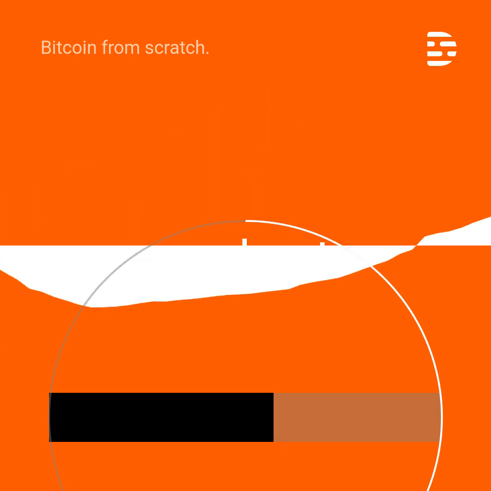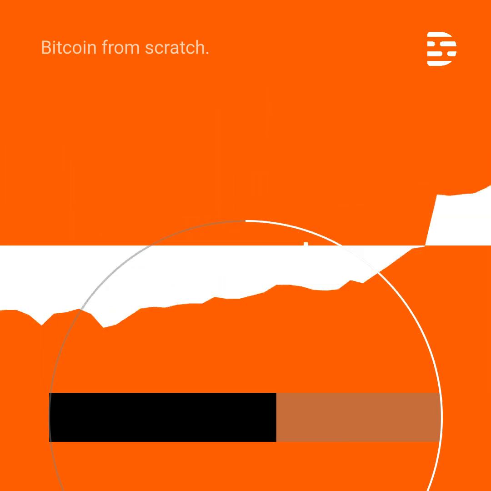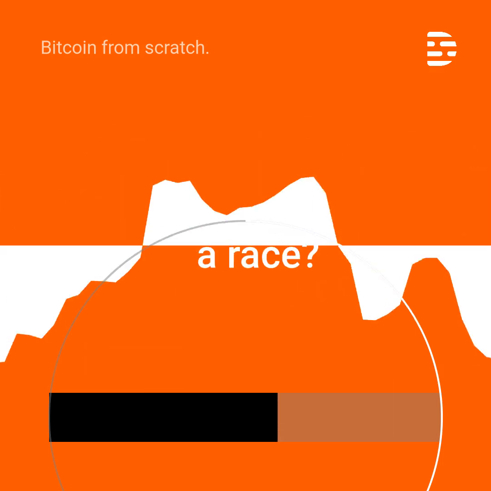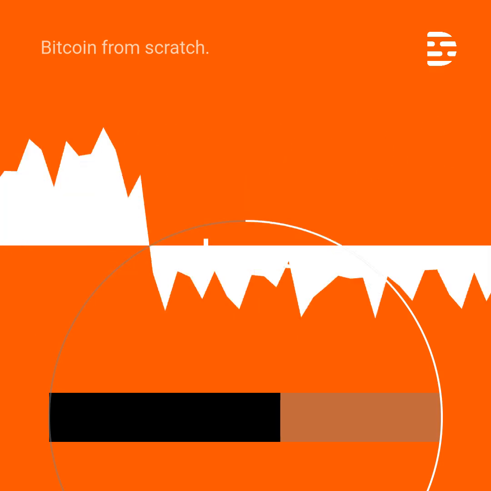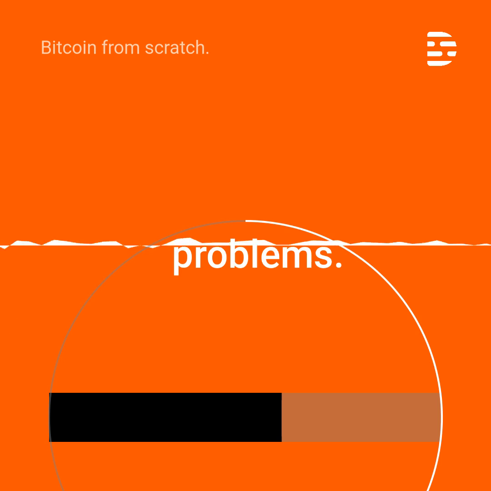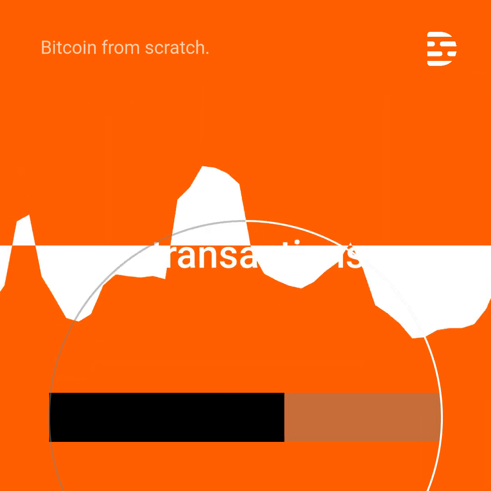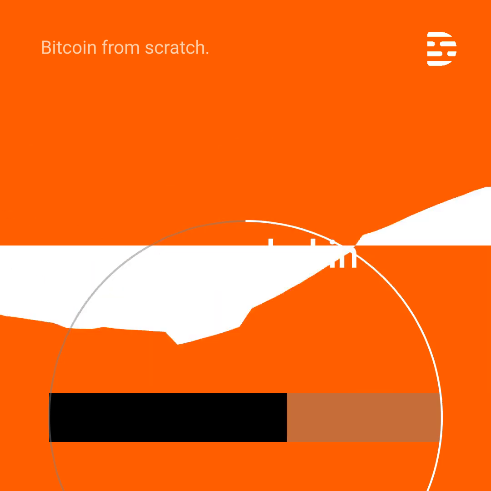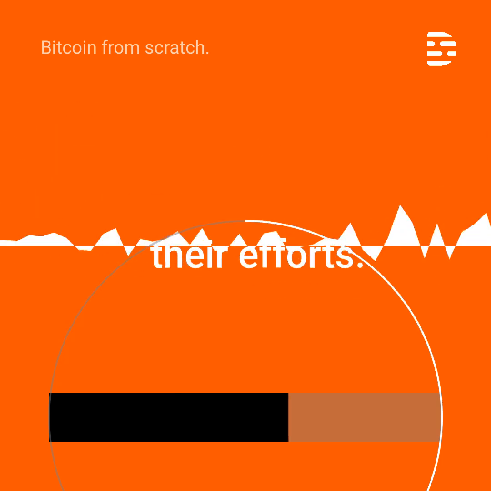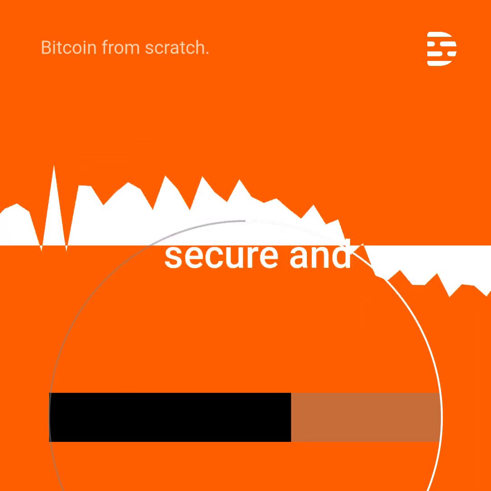And here's the really cool part. Miners don't just add these transactions randomly. They actually have to compete to do it. Compete? You mean like it's a race? Tell me more. It's a race of sorts, but it's a race to solve super complex math problems. The first miner to crack the code gets to add the next block of transactions to the blockchain. And get this, they get rewarded in Bitcoin for their efforts. Whoa, so they're basically getting paid in Bitcoin to make sure the whole system stays secure and accurate.